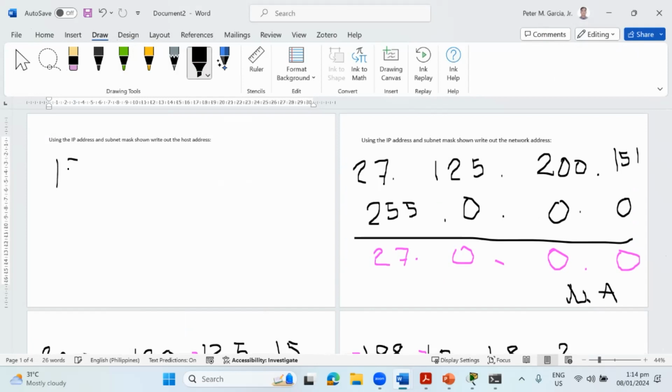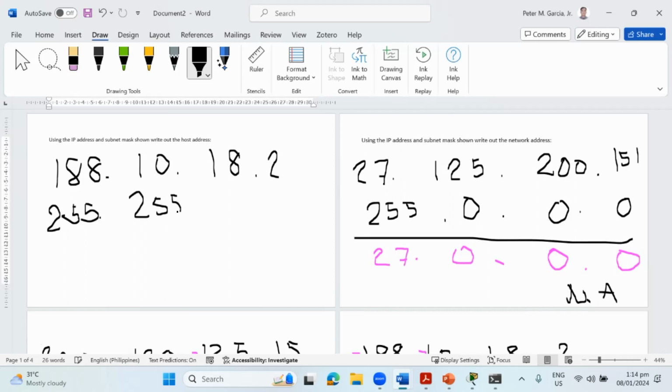For example, 188.10.18.2. Ito naman 255.255.0.0. Yan. So what is the host address? So host address naman ang hinahanap natin.